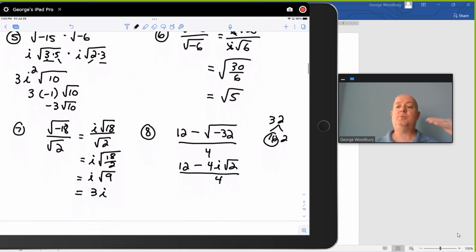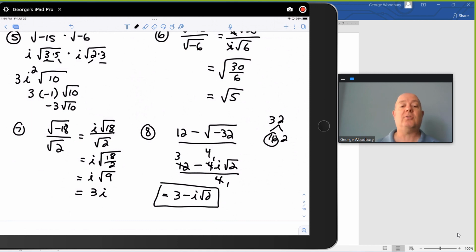I could also factor the 4 out of the 2 terms in the numerator and then divide. But when you have 2 terms in the numerator, 1 in the denominator that share a common factor, we can simply divide that factor from each term. 12 divided by 4 is 3. 4 divided by 4 is 1. 4 divided by 4 in the denominator is also 1. So we're left with 3 minus 1 times i is just i, square root 2. And the denominator is 1. And when we have a denominator of 1, we do not need to write that. So we have 3 minus i square root of 2. Okay, that's it for imaginary numbers.